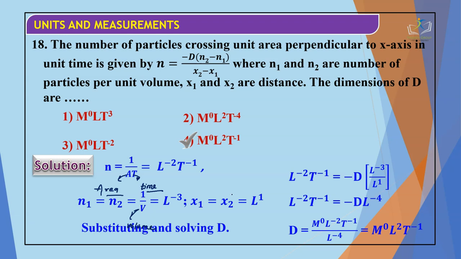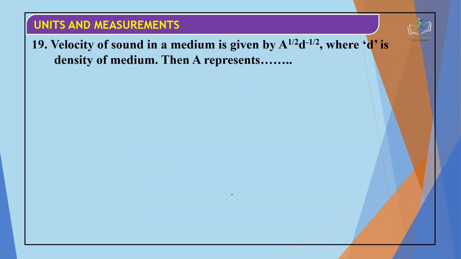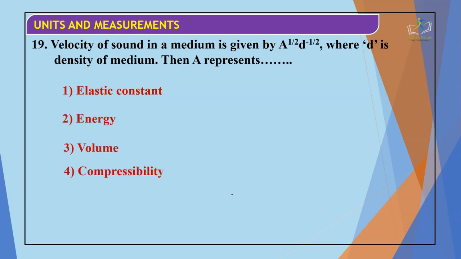I hope you understand, students. Moving ahead with the next question. The velocity of sound in a medium is given by a to the power half, d to the power minus half, where d is the density of the medium. Then a represents what? Elastic constant, energy, volume, or compressibility?